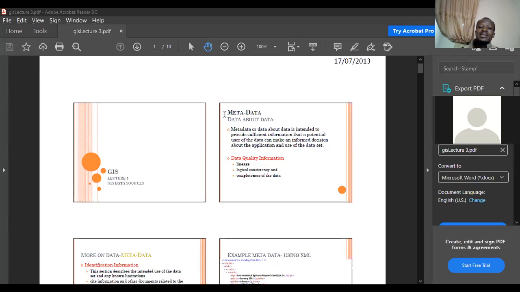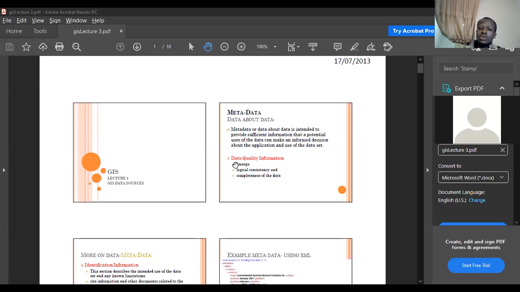So metadata, or data about data, is intended to provide sufficient information that a potential user of the data can make an informed decision about the application and use of the data set. So you get to know the kind of data you are holding in your hand, so that you can decide what to use it for. Before you buy, normally the information you get is like metadata. When you go to a shop, they've written, this is a computer with this i7, this memory, this storage. They're telling you about what you're about to get. That is what metadata is like, so that you will know what it's going to do for you.